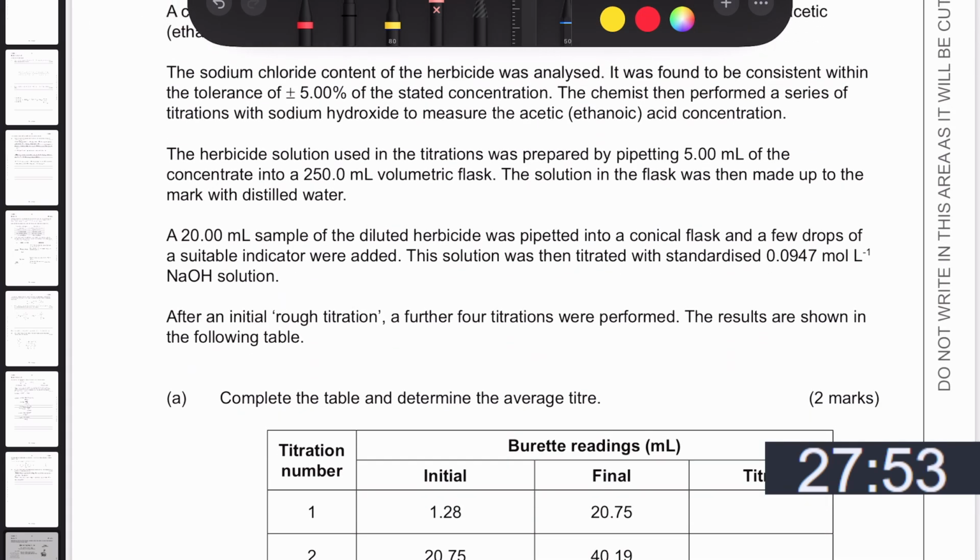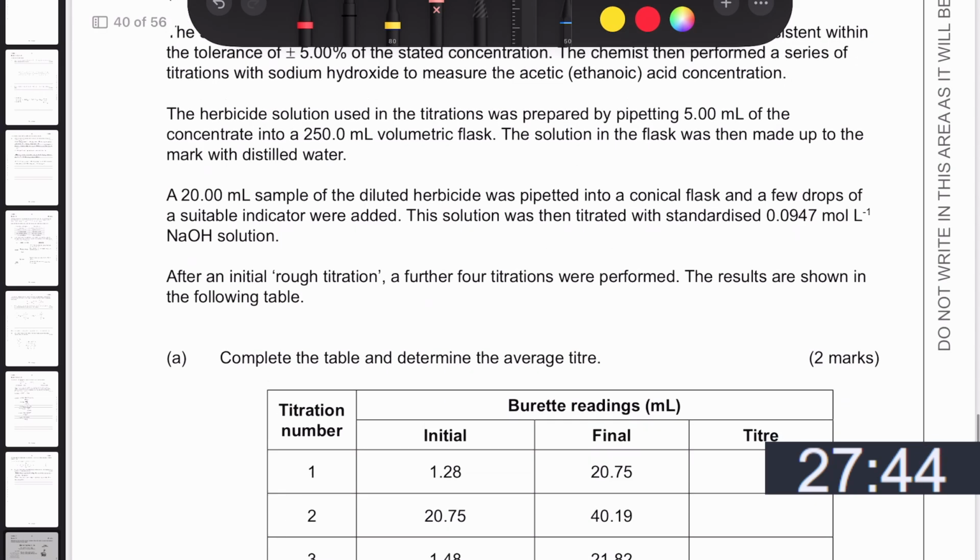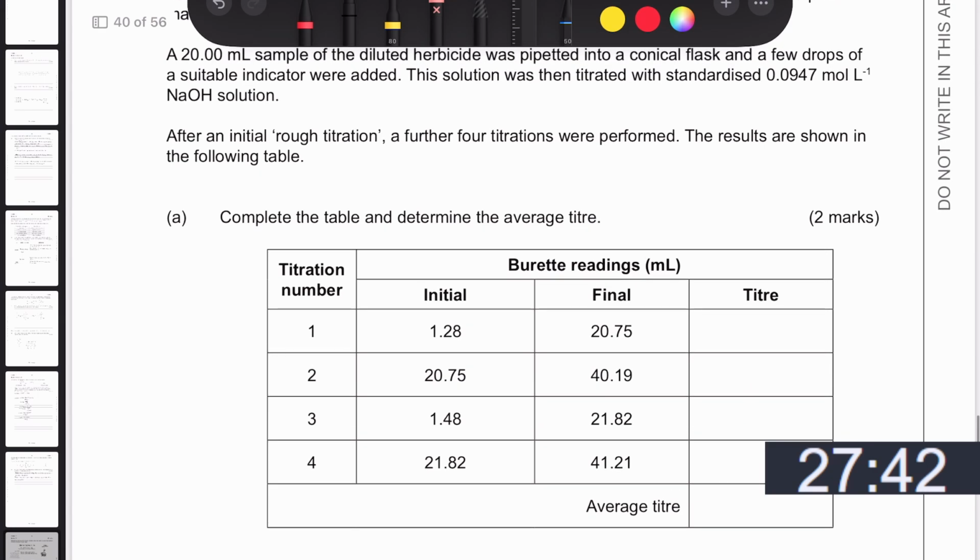Perform a series of titrations, preparing by pipetting five milliliters of concentrate, which is made up to the mark with distilled water. Of 20 milliliter samples, a few drops of indicator, the titration results are shown below.